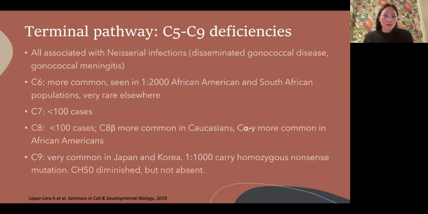And then the terminal pathway, so C5 through C9 deficiencies, as we know, are all associated uniformly with Neisseria infection, so disseminated disease and meningitis. And I'll just point out a couple of epidemiologic things about these. C6 is more common in African American and South African populations, but it's not really seen elsewhere. C8, the thing to know is that it's comprised of alpha, beta, and gamma chains. So the C8 beta is more common in Caucasians, and the C8 alpha-gamma is more common in African Americans. C9 deficiency is actually pretty prevalent in Japan and Korea.